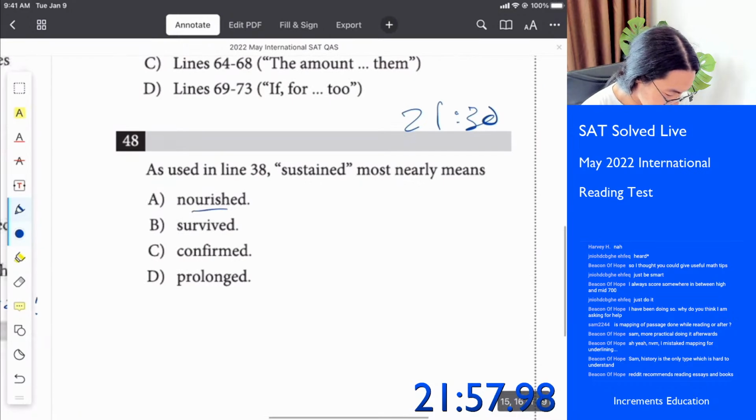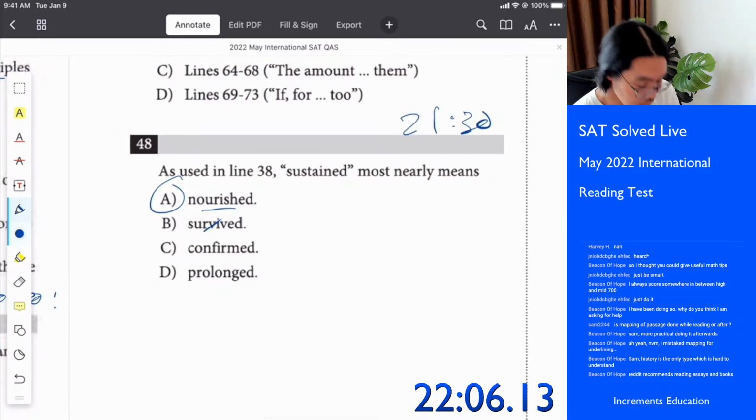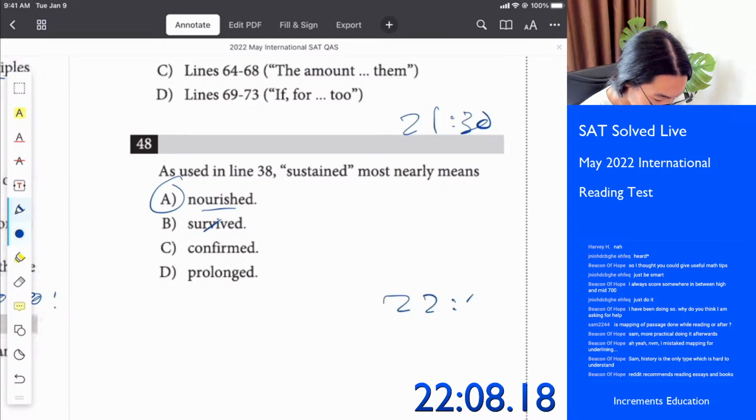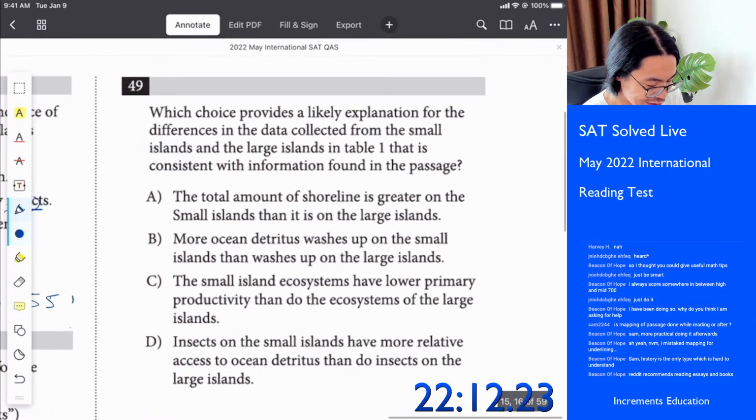Sustained, nourished, you can't survive them. That would mean a totally different thing. Prolong, you can't prolong this, you're nourishing. Okay, 2205, here we go. That only took me 35 seconds because I was talking too much.